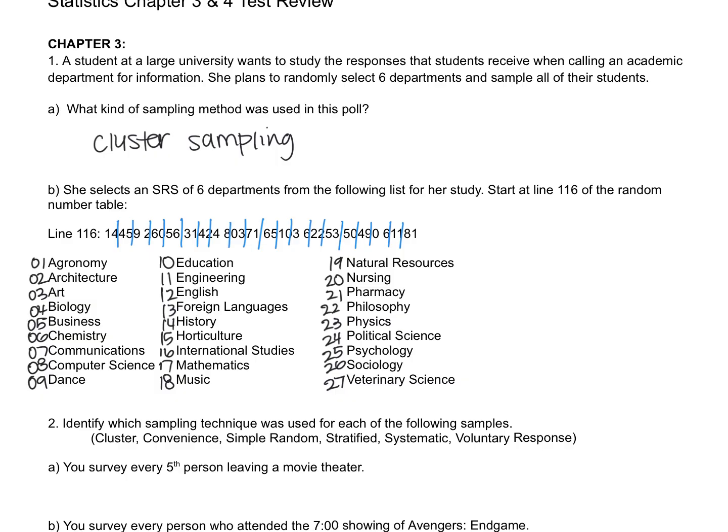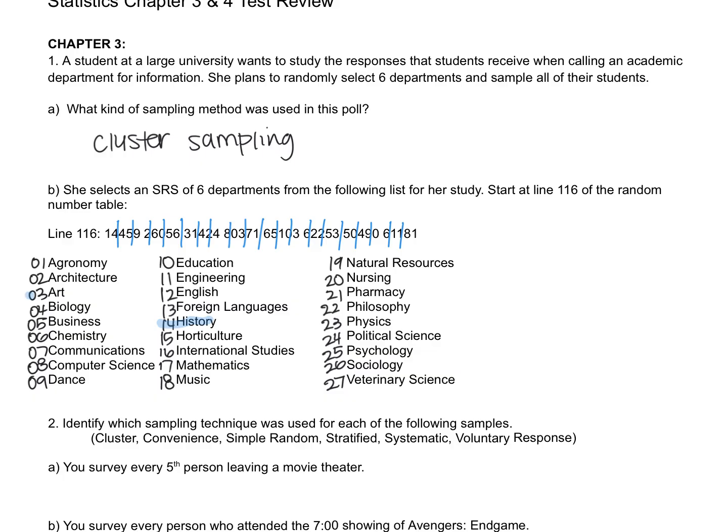Okay, now I only want to select numbers that are within my range, so between 1 and 27, and I don't want to repeat any. So my first 2-digit number is 14, which is within my range. So the history department will be included. Then 45, 92, 60, 56, 31, 42, 48, all outside my range.